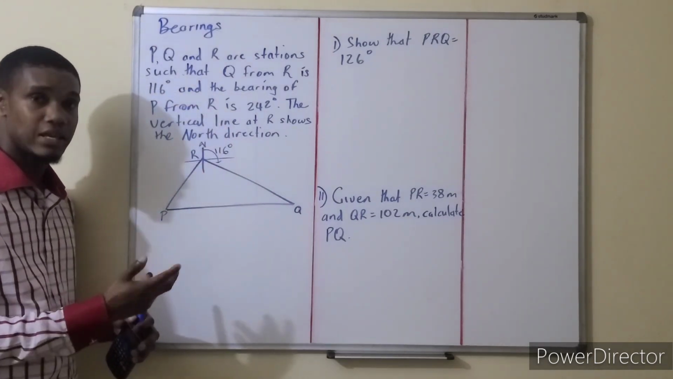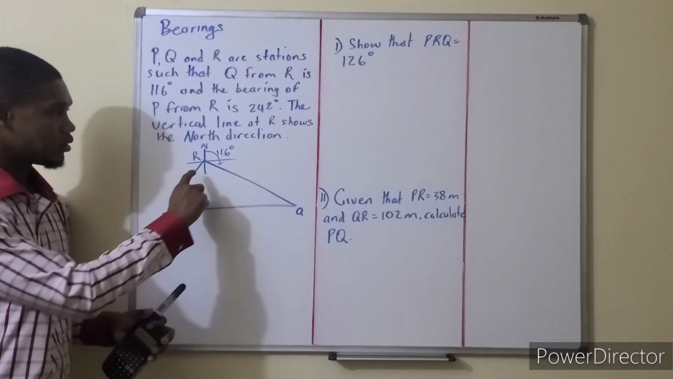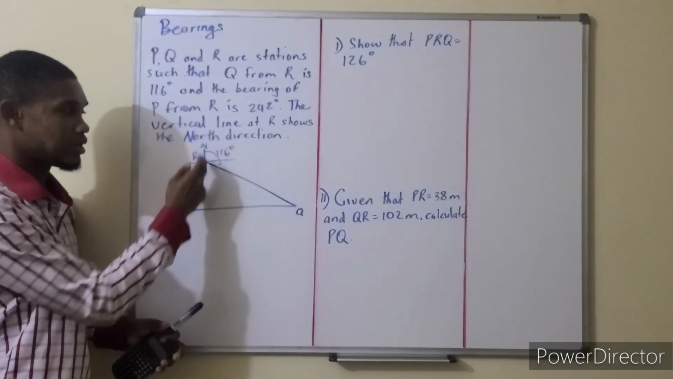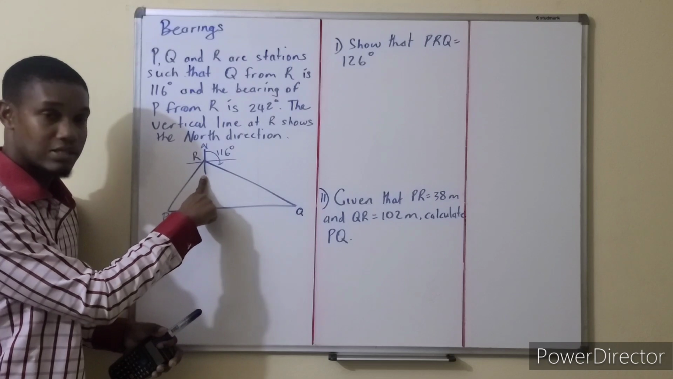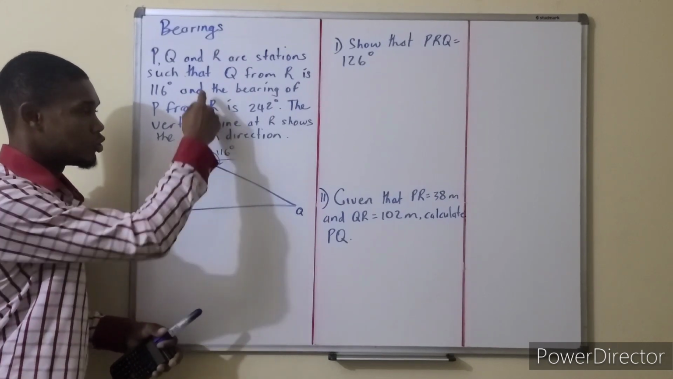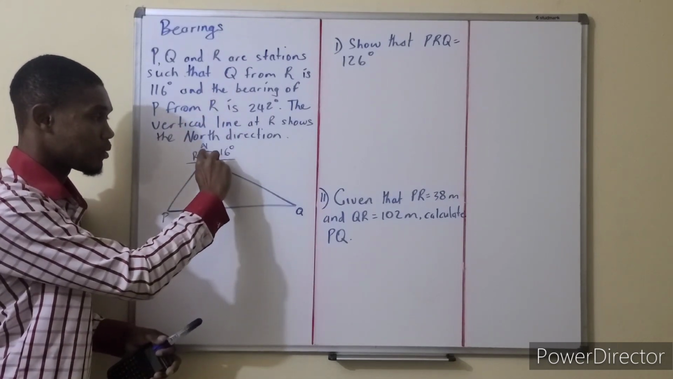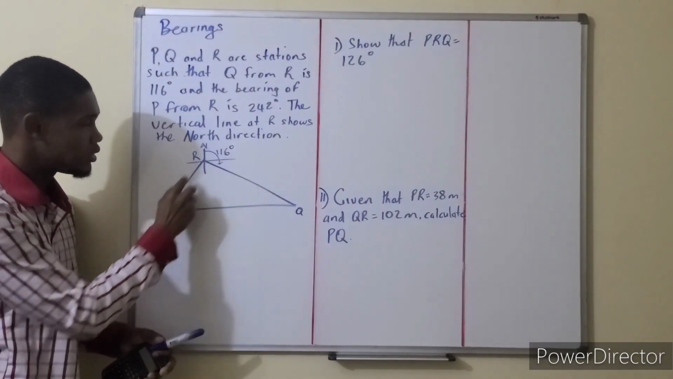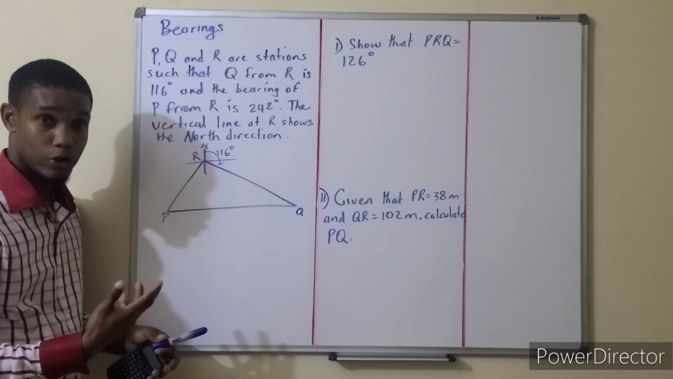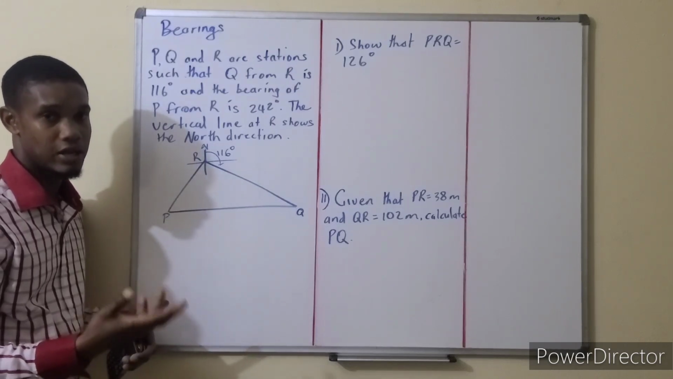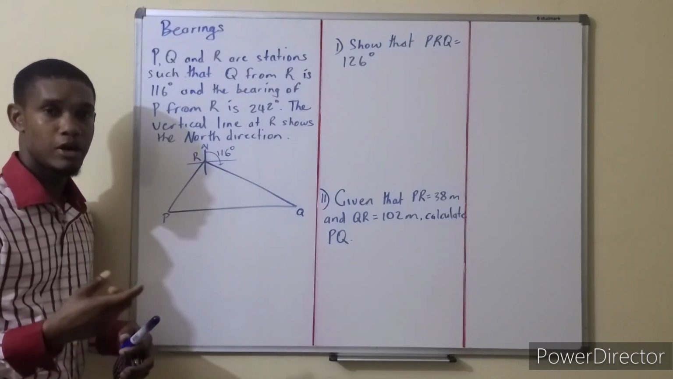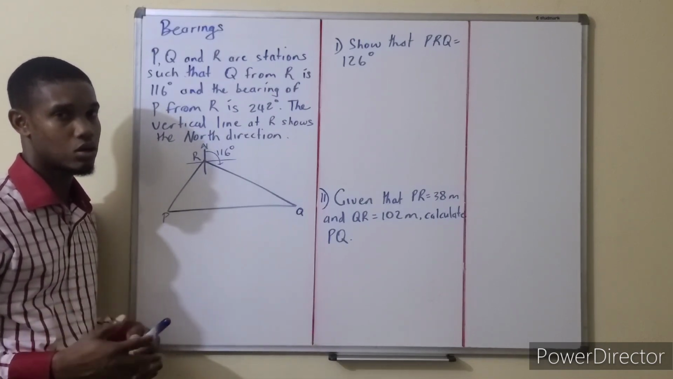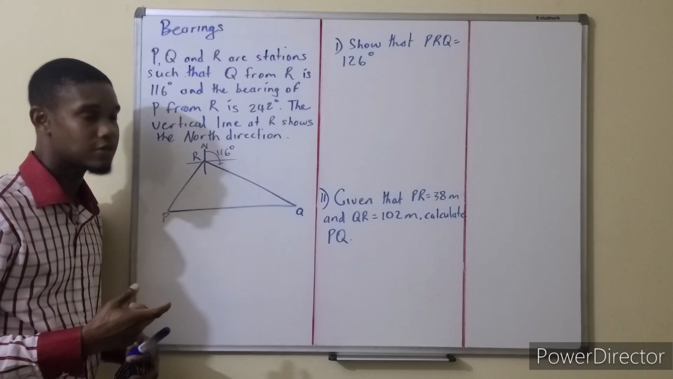So for example, in this case, if you are starting at R and you're going to P, you draw a north line at letter R. So like in this case with the vertical, you draw a north line, and then you move from that north line, come all the way around to this line that connects P to R, in order to calculate or gain the bearings. And you read bearings clockwise, not anti-clockwise or counterclockwise. You always read it clockwise.